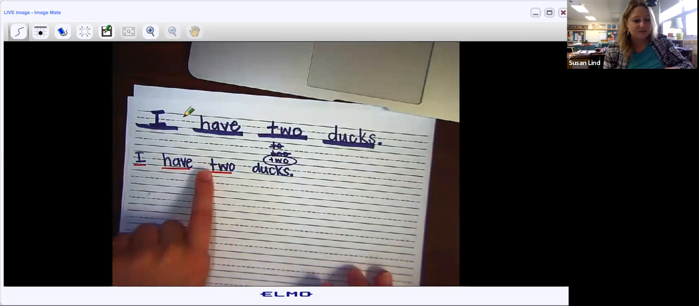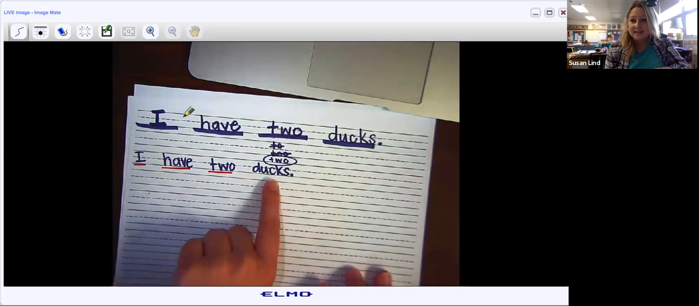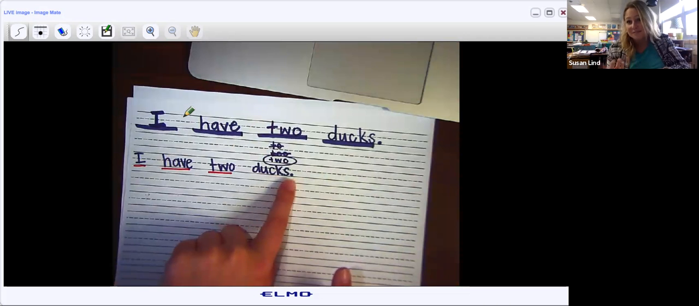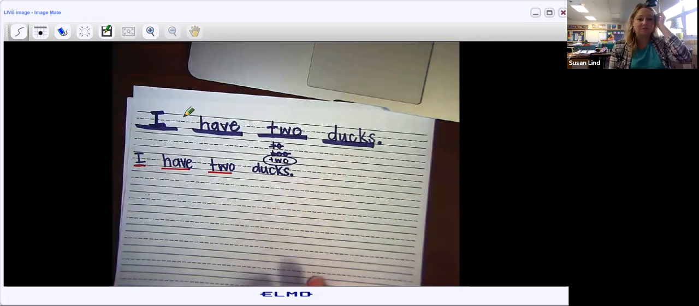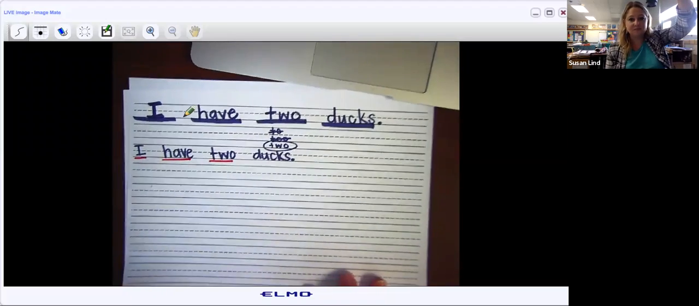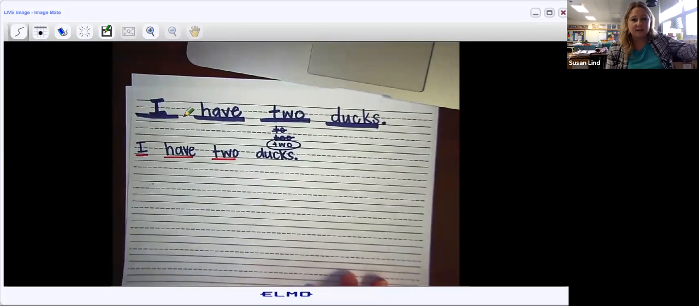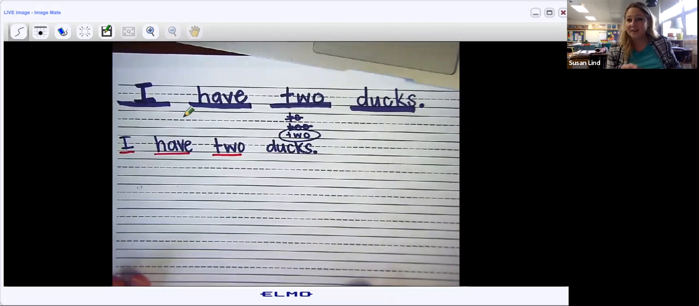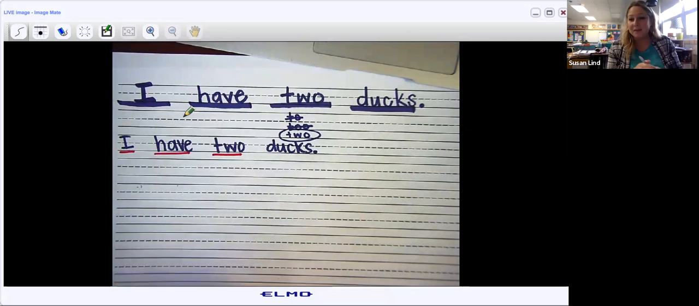I have two ducks. Now I can sound out ducks. Ducks. So I'm going to leave that one alone. All right, I'm going to move on. Like I always say, if I'm moving too fast, you stop the video, you catch up, and you hit play when you're ready to move on.